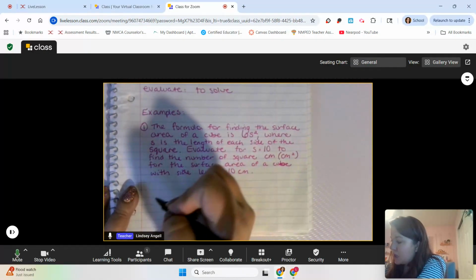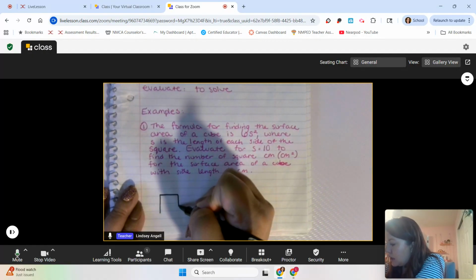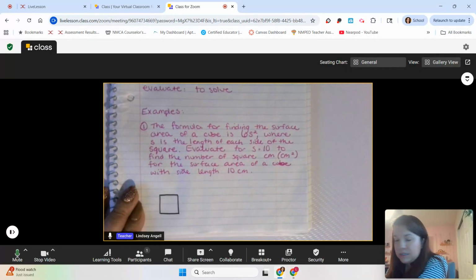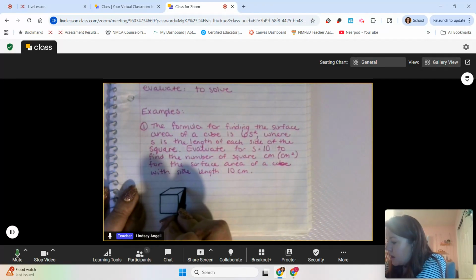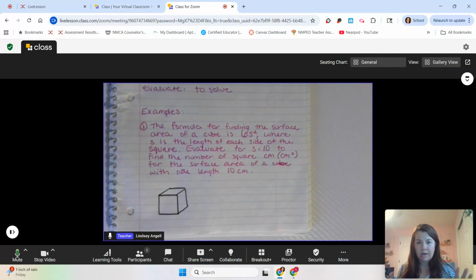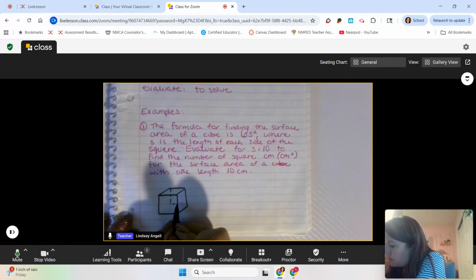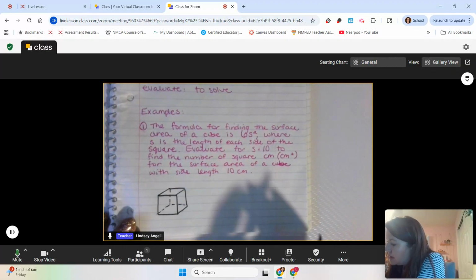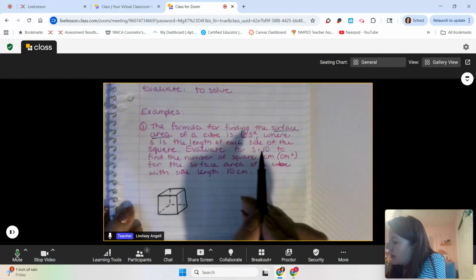So first off, we're talking about a cube. A few things to know about cubes. One, each face is a square, and there are 6 of them. So I could draw a cube. It would look something like this. You could think of a box where every side is a square. You could think of a die, like dice from a board game. It's a 3-dimensional shape. And what we are doing is trying to find the surface area of a cube.